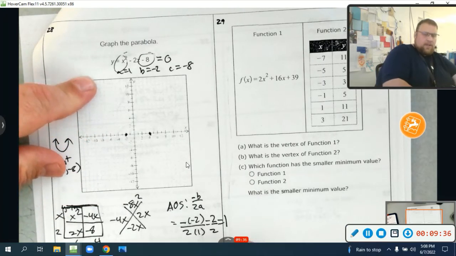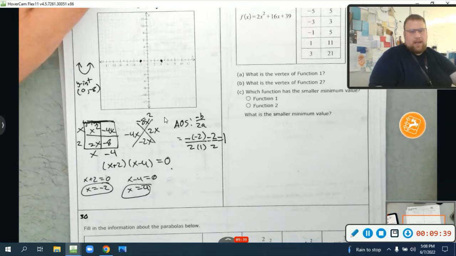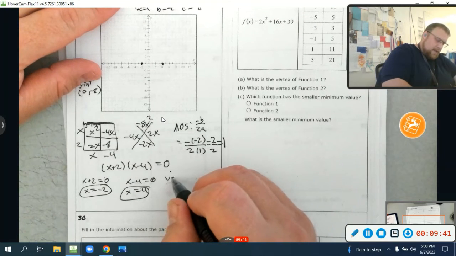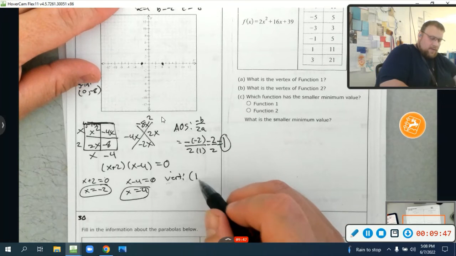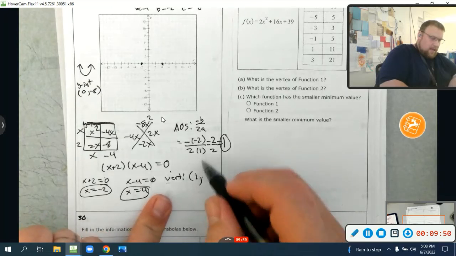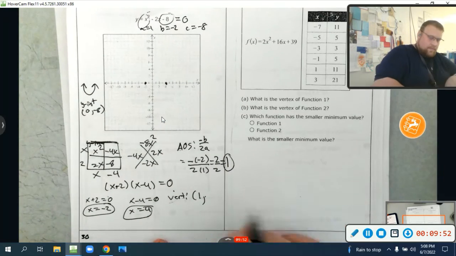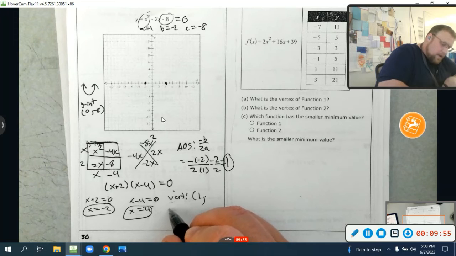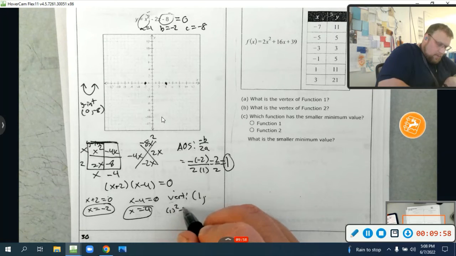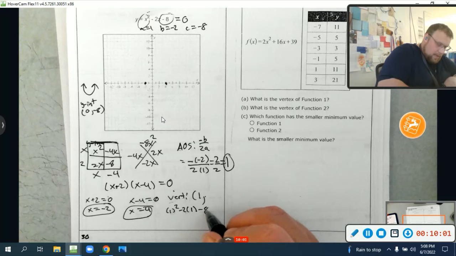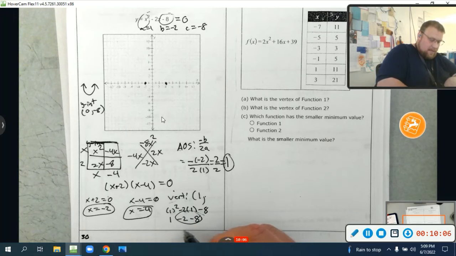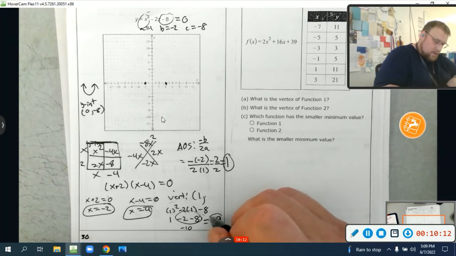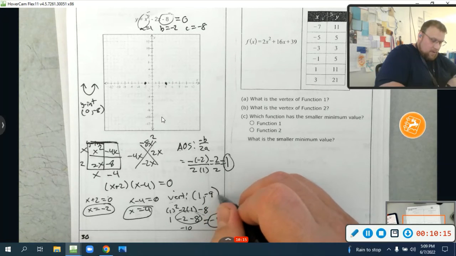So if I'm looking for my vertex, don't forget, my vertex has the x value of the axis of symmetry. Then I just plug that in. I end up with, plug it in for x, 1 squared minus 2 times 1 minus 8, which is just 1 minus 2 minus 8, or 1 minus 10, which equals negative 9. And that is the y value, (1, -9).